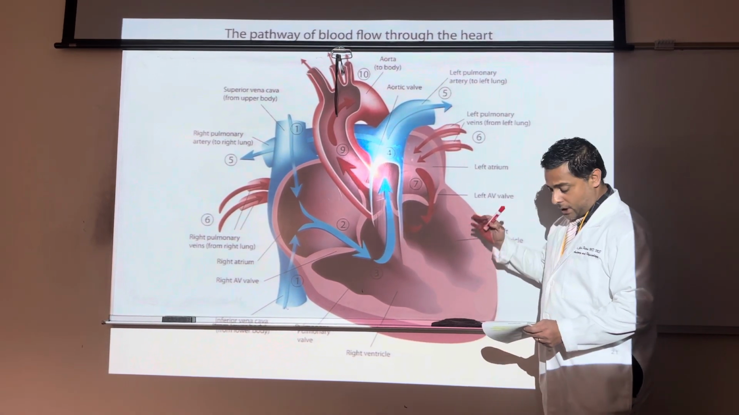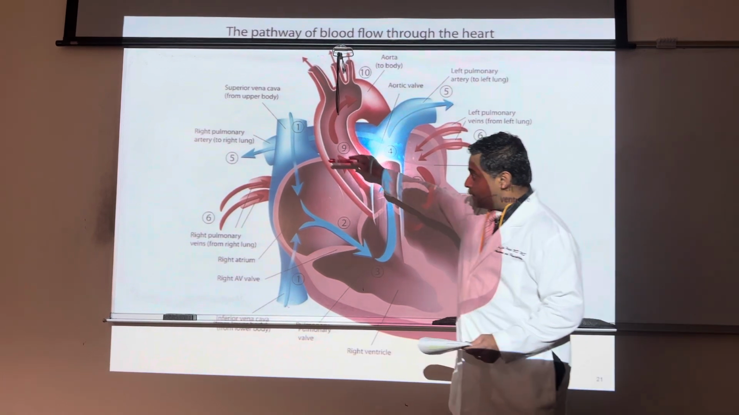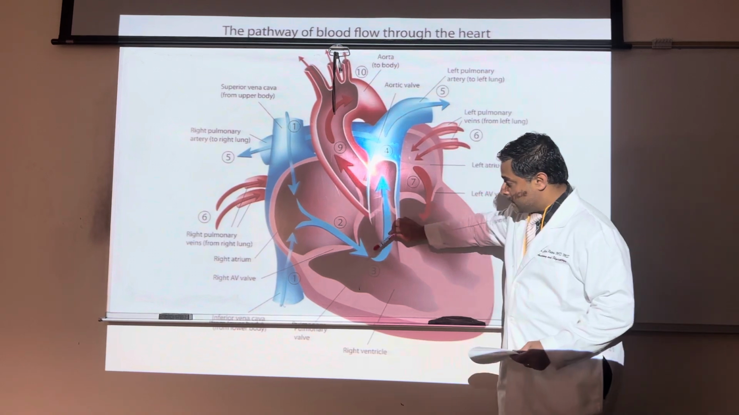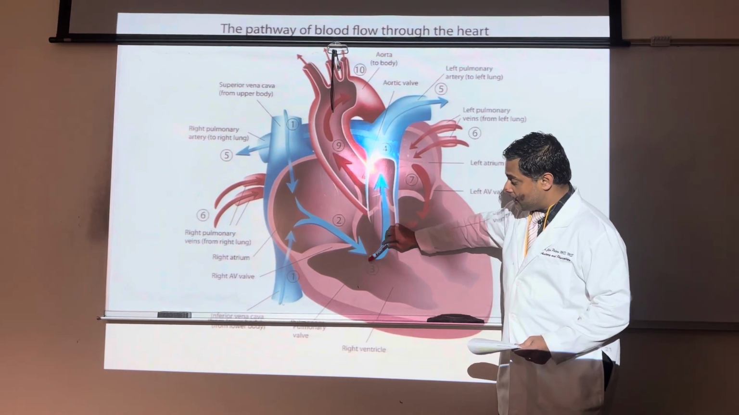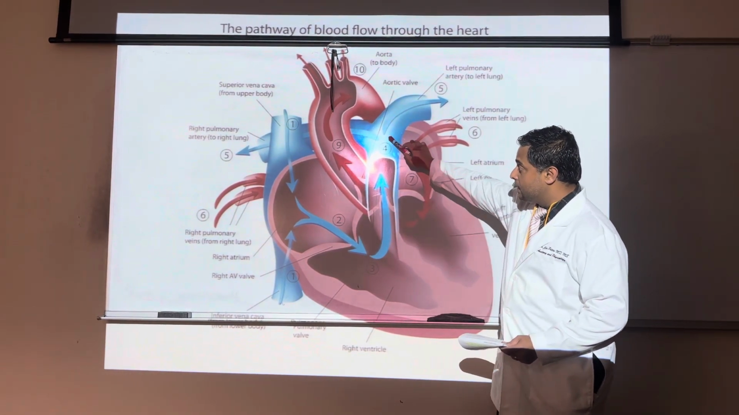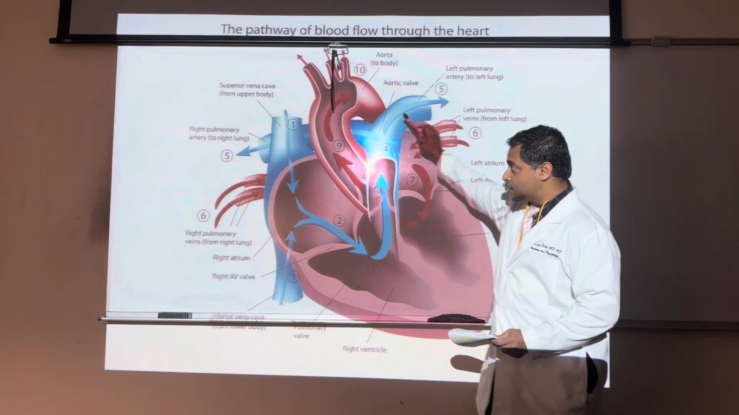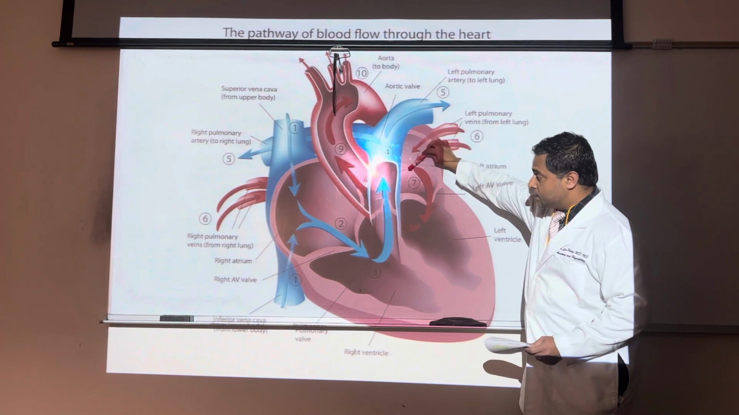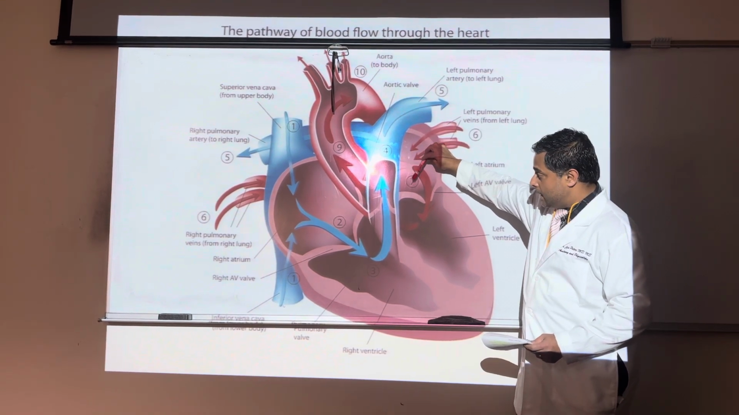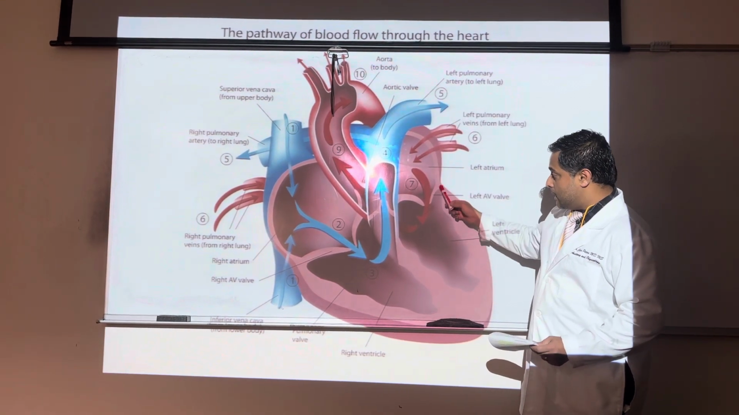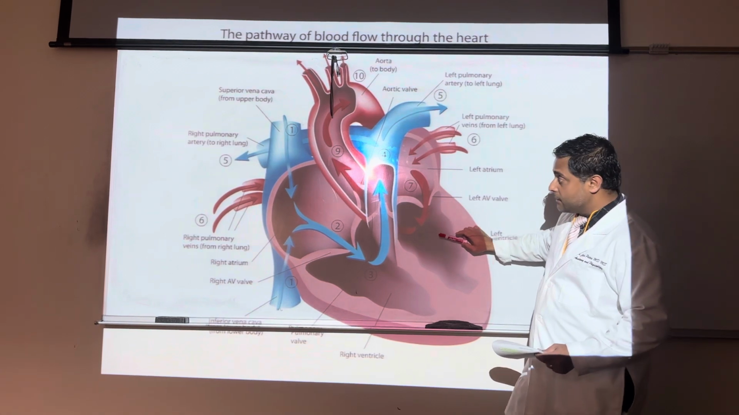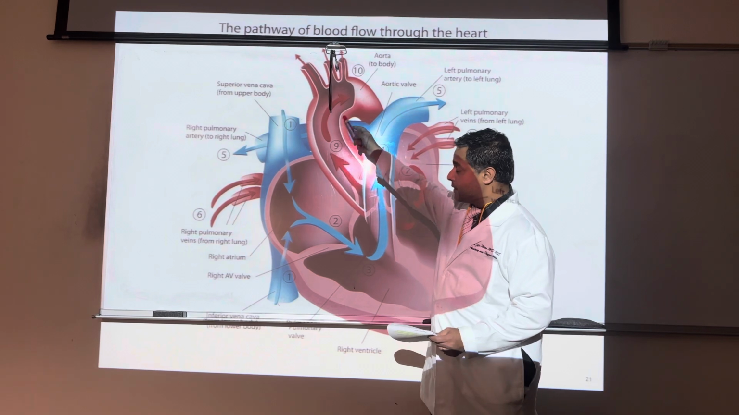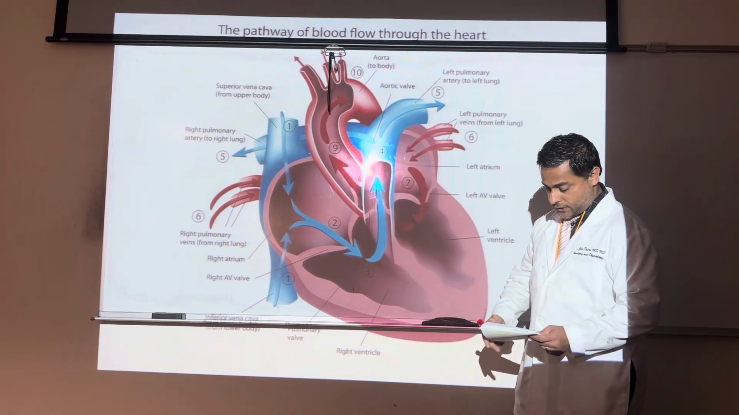So let's quickly recap the whole thing. Deoxygenated blood returns to the right atrium, passes through the tricuspid valve into the right ventricle. From here, it goes through the pulmonary artery to the lungs, where it gets oxygenated, returns back through the pulmonary veins into the left atrium, and passes through the mitral valve into the left ventricle. From here, after passing through the aortic semilunar valve, it goes through the aorta and to the rest of the body.